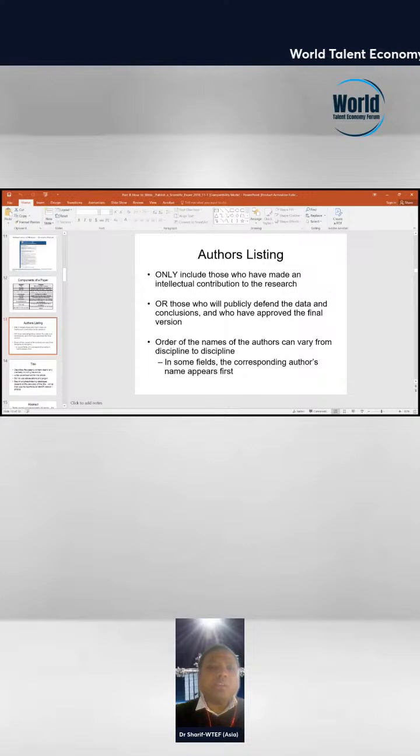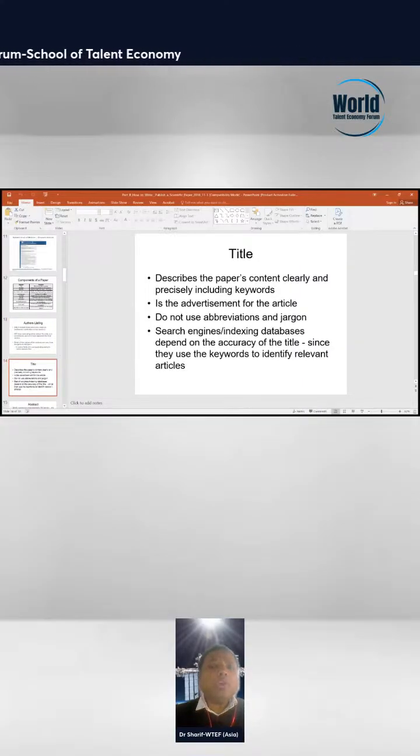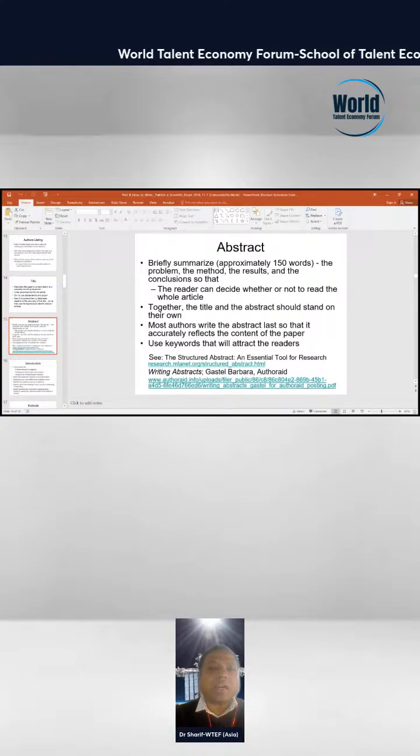So when we discuss authors, only include those who have made an intellectual contribution to the research, those who will publish and defend the data and conclusions, and who have approved the final version. The order of the names of the authors can vary from discipline to discipline. When we focus on the title, describe the paper content clearly and precisely, and include keywords. It is the advertisement for the article. Do not use abbreviations and jargon. Search engines and index databases depend on the accuracy of the title, since they use the keywords to identify relevant articles.